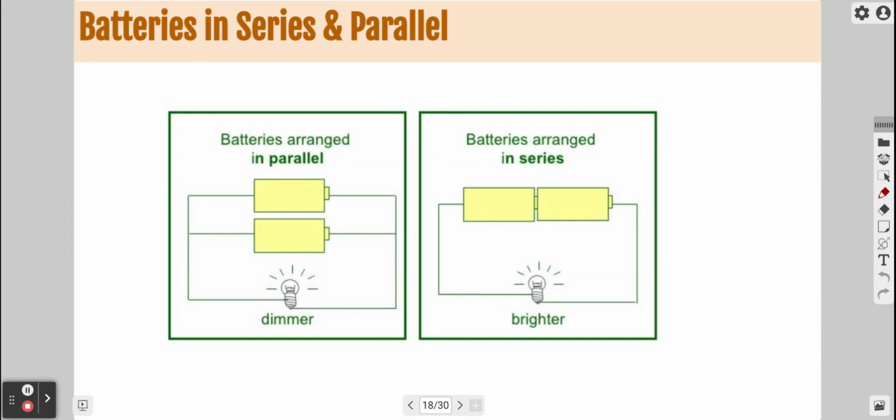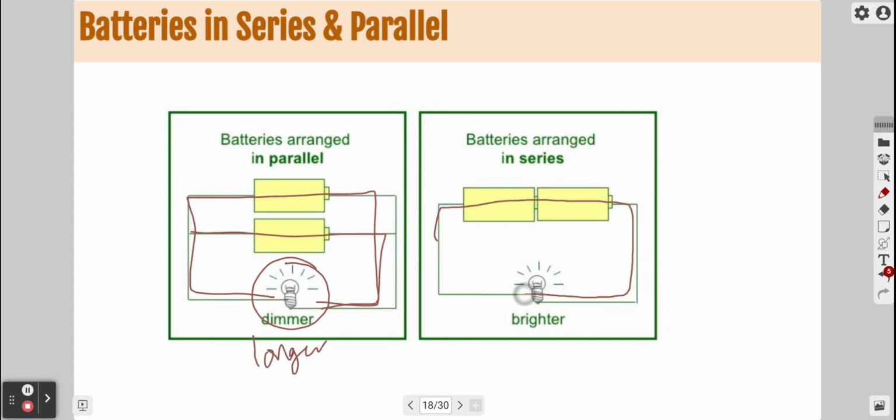Just a little visual reminder here. In this case, the batteries are in parallel, so the light is going to be dimmer, but it'll last longer. Whereas over here, you put the batteries in series, the light's brighter, but it's going to get drained faster, so it's going to last a shorter amount of time.